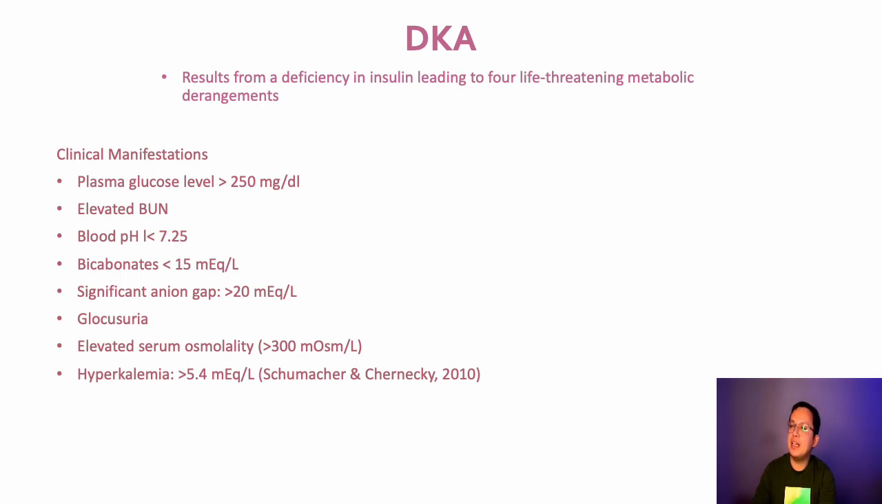So DKA clinical manifestation is a patient having glucose level of 250 mg per dl and elevated BUN, blood urea nitrogen, and also pH less than 7.25. So the lesser the number, the more acidic it is. Bicarbonates, so less than 15, and significant anion gap is greater than 20 MEq per liter. Patient may have glycosuria and an osmolality level of greater than 300, and hyperkalemia is 5.4.